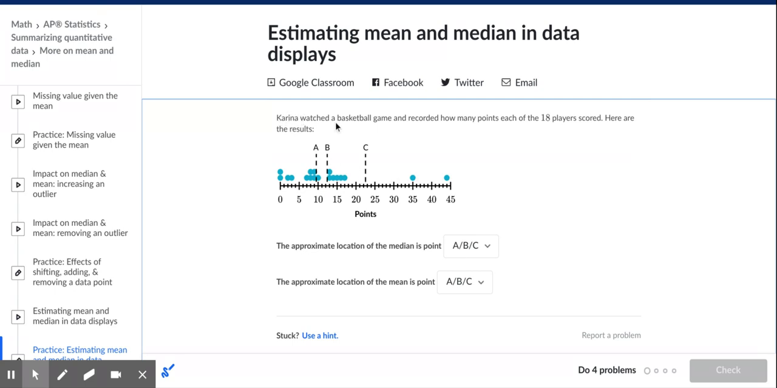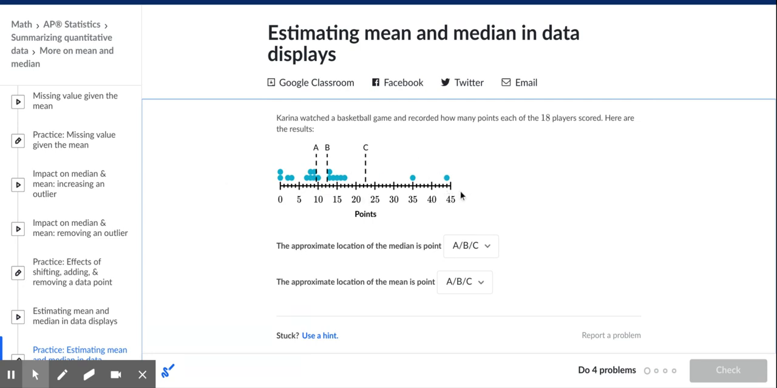So Katrina watched a basketball game and recorded how many points each of the 18 players scored. Here are the results. So 2 scored 0, 1 scored 2, 1 scored 3, 1 scored 7, 2 scored 8, 2 scored 9, 1 scored 10, 2 scored 13, 1 scored 14, 1 scored 15, 1 scored 16, 1 scored 17, 1 scored 35, that's impressive, and 1 scored 44.